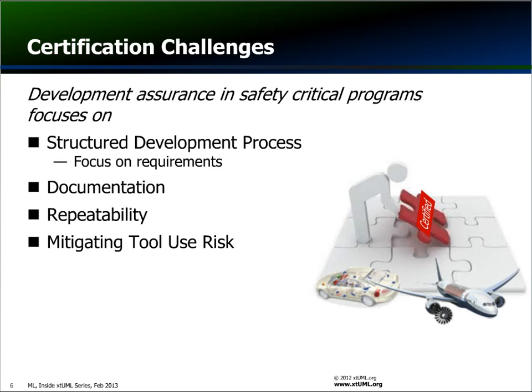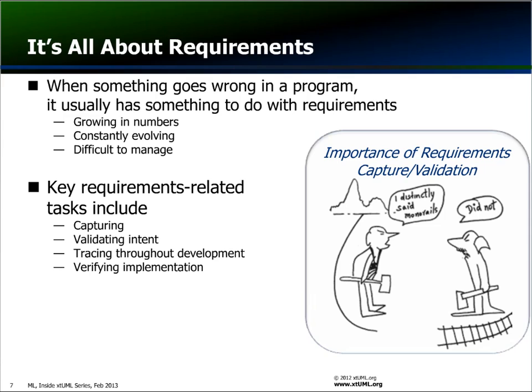Another important aspect of these flows, which is pertinent to our discussion today, is tool use and mitigating associated tool risks. So let's take a look at all of this a little bit more deeply. When something goes wrong in a program, more often than not it had something to do with requirements. And this is quite understandable because each new generation of design seems to have an increasing number of new requirements that are constantly evolving throughout the project. And as such, this whole issue of requirements and dealing with requirements can be really difficult to manage.